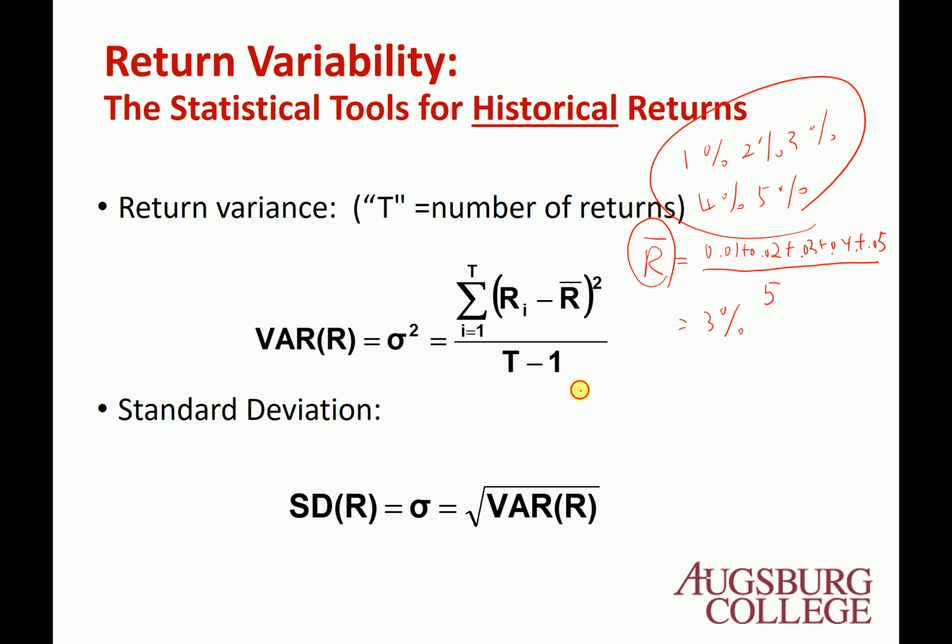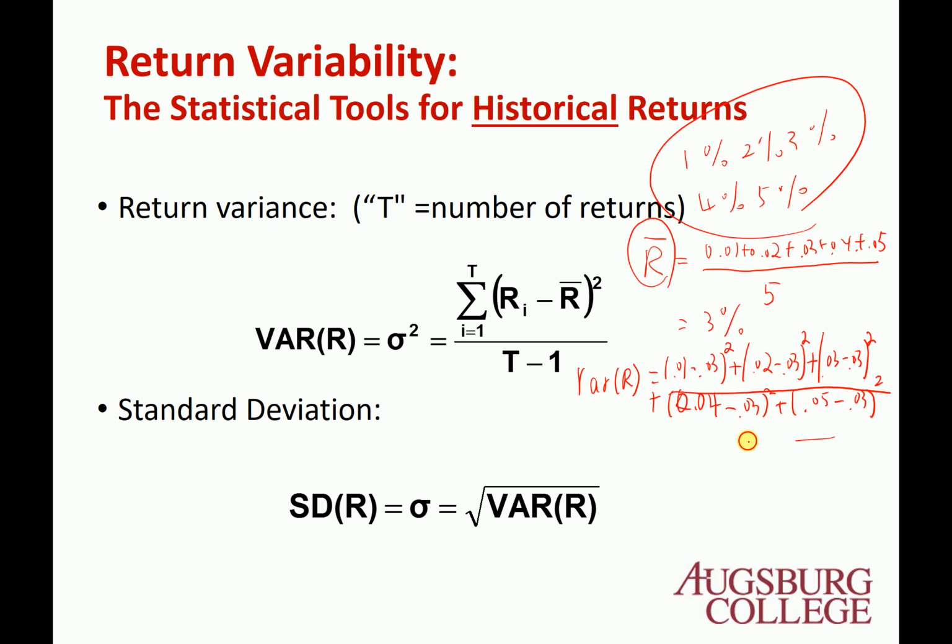Then the variance of R equals, the numerator is kind of long. The first observation is 1%, so 1% minus 3%, squared, where 3% is the mean, plus 2% minus 3% squared, plus 3% minus 3% squared, plus 4% minus 3% squared, plus 5% minus 3% squared. That's the numerator. Divide by n minus 1, which is 5 minus 1.